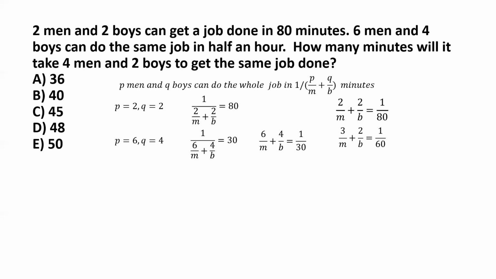And if we subtract the first from the second equation, we basically get 3 by m minus 2 by m. So the 2 by b gets cancelled out, right? And then on the right hand side, we have 1 by 60 minus 1 by 80, which comes to 1 by 240. So we basically get 1 by m is equal to 1 by 240, from which m comes simply as equal to 240.